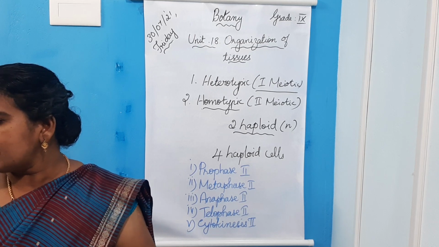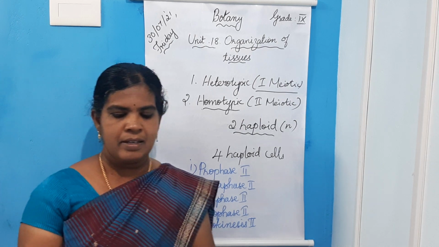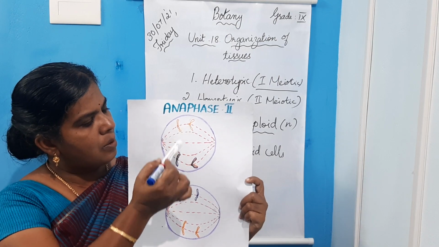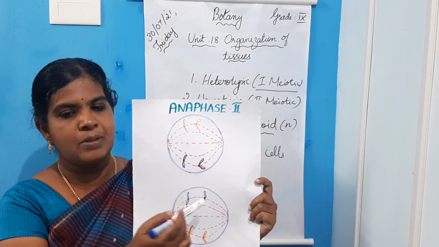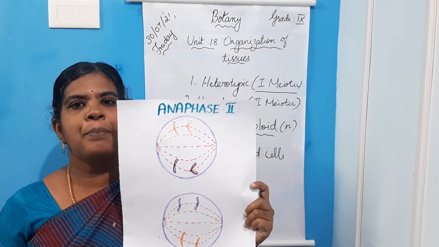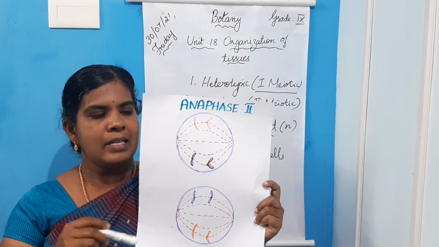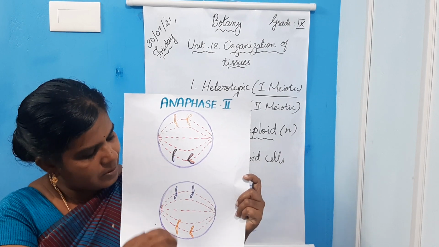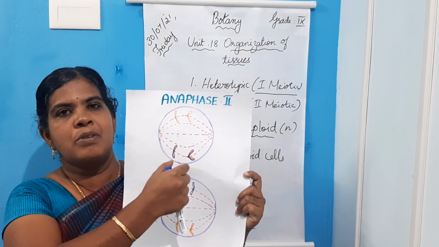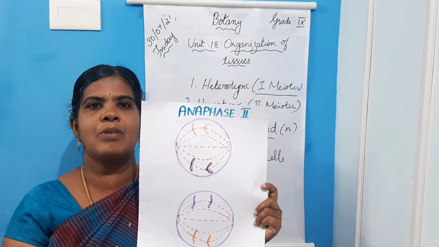Then what is the third phase? Anaphase. Anaphase 2 is the third phase. Here the separated chromatids move towards the opposite poles. What happened during anaphase 2? The separated chromatids become the daughter chromosomes and move towards the opposite poles.